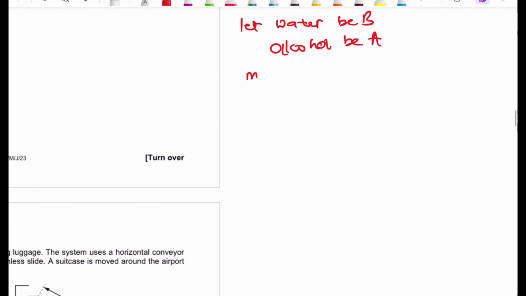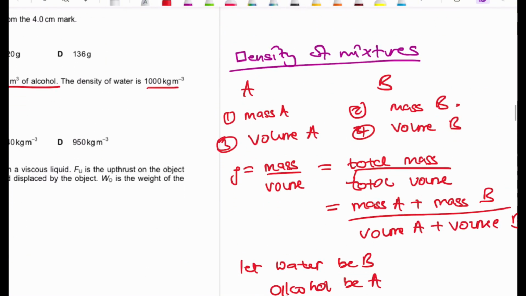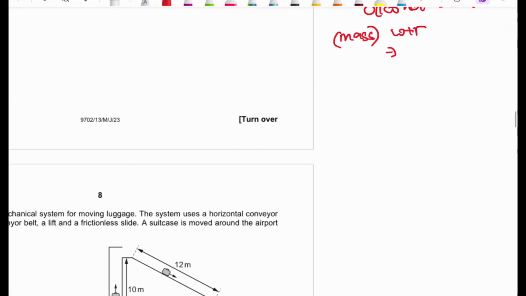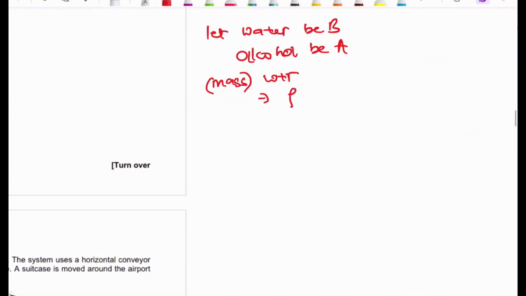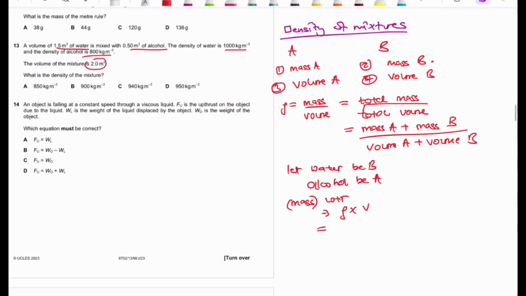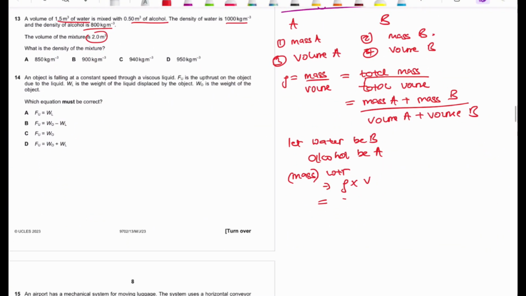We're going to start with the mass of water. We don't have the mass of water. The mass of water is density times the volume, so the mass of water is the density of water times its volume. The density of water is 1,000, multiplied by the volume of water, which is 1.5. So that gives us a mass of about 1,500 kg.